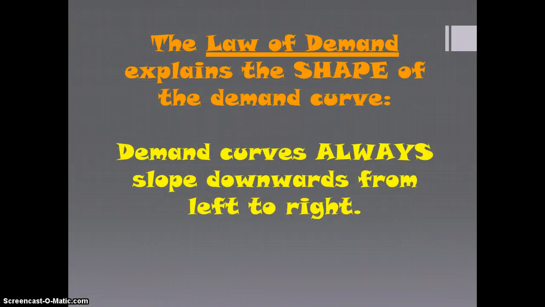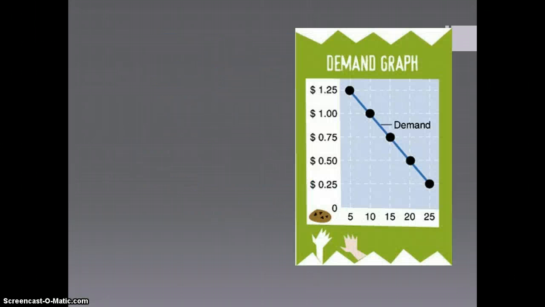The law of demand explains the shape of the demand curve. The demand curve always slopes downward from left to right. It might not always make a straight line, it might make kind of a strange curve, but it always slopes downward from left to right. That is how an inverse relationship, as one thing goes up, the other goes down, and vice versa, is represented on a graph. Here's an example.